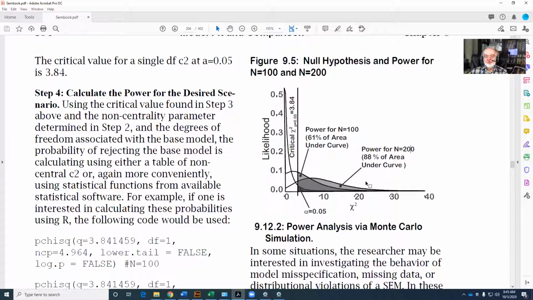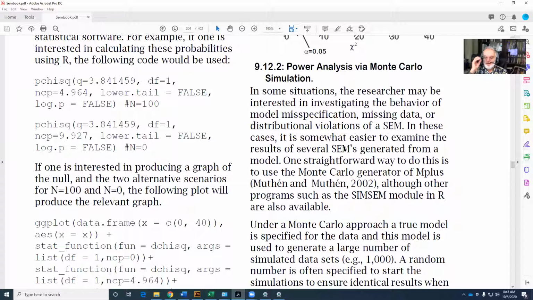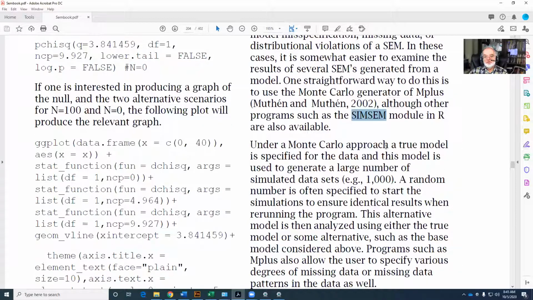So an easier, nicer way of doing this is to do what is called Monte Carlo simulation. And probably the best package for you to be doing that is M+. There is a module inside of R that's also available, but it doesn't have all the options that M+ has. Well, what's a Monte Carlo approach? What I'm going to do is to specify my true model for the data, the model I want to win, the more complex model. And we're going to use various values from that true model to simulate an awful lot of data sets.